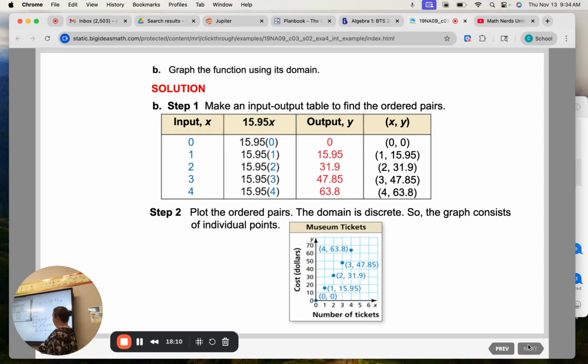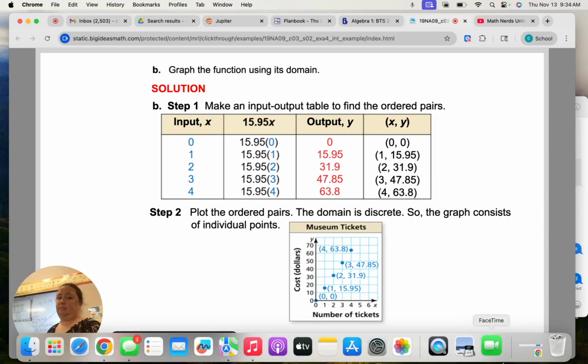Okay. I don't need you to label it. I want to see your graph. Oh, you didn't do that? Yeah, it told you to graph it. I just need you to graph it. The 0 would just be 0, 0. Yep. Because I didn't buy any tickets, so I didn't spend any money.